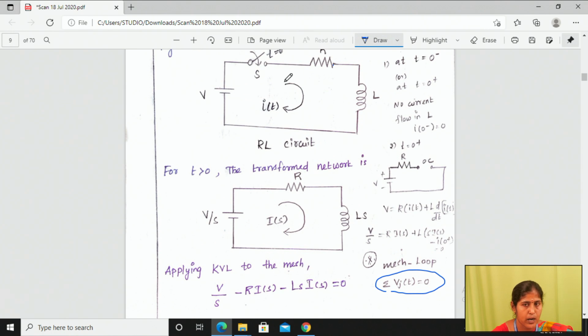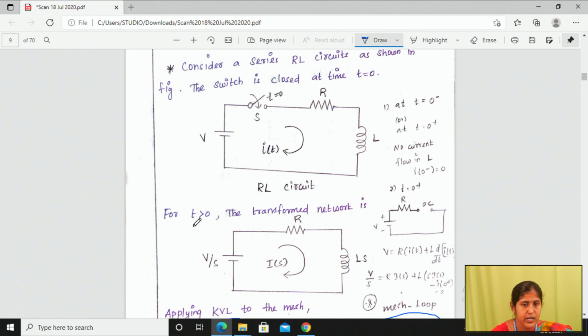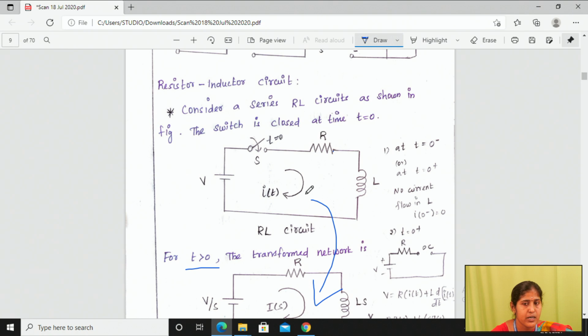So this is the one loop. Here they have given the single loop, and from this we have to find out the current by using KVL. Before applying KVL, see the important case: when t greater than 0, you have to convert the given time domain circuit into frequency domain. Why we need to convert time domain circuit into frequency domain, we already discussed in the previous class.